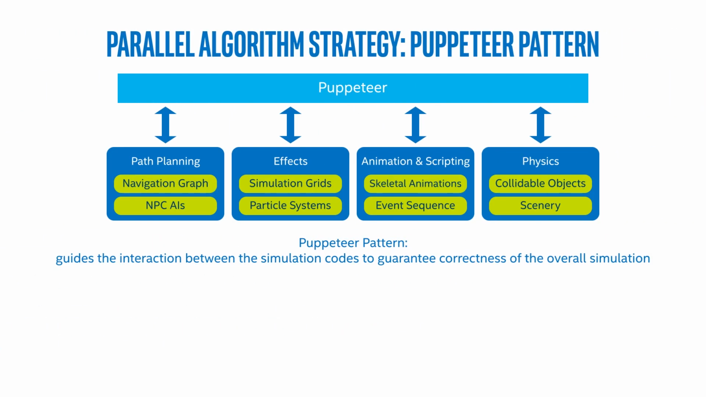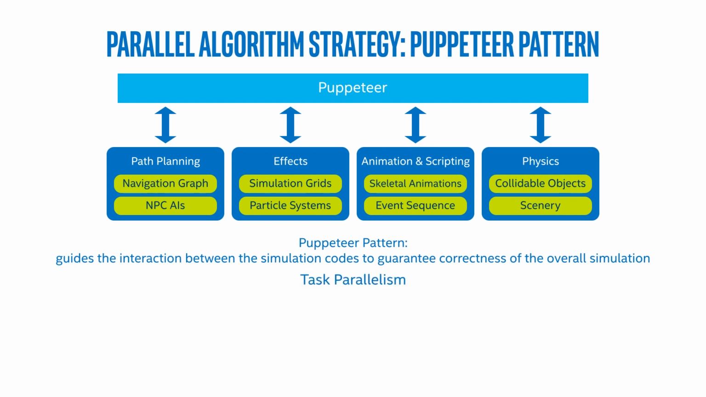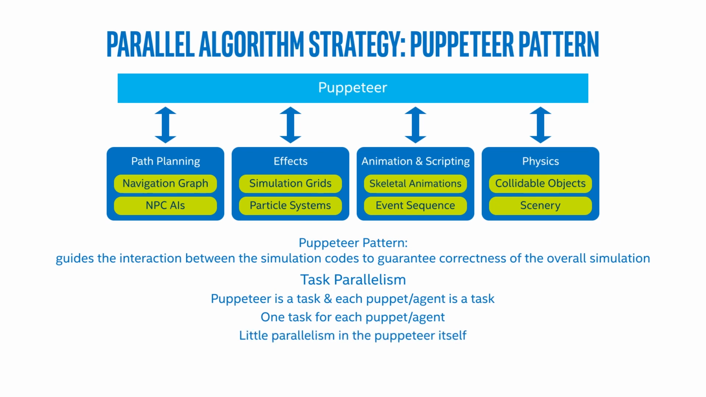How about the puppeteer? What kind of parallelism strategy is most appropriate here? Well, task parallelism seems to be natural. A task for the puppeteer as well as each of the individual puppets. How much parallelism is that? Well, again, it's essentially a one-to-one mapping. We have tasks for each of the individual puppets as well as for the puppeteer.